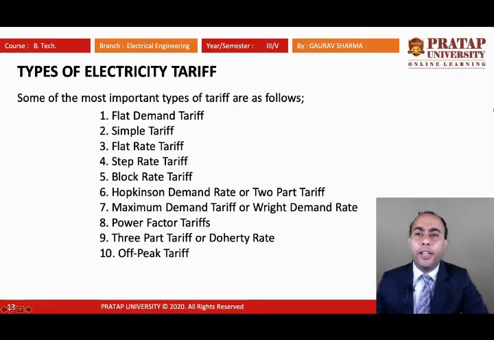Now we have various types of electricity tariff: flat demand tariff, simple tariff, flat rate tariff, step rate tariff, block rate tariff, Hopkinson demand rate or two-part tariff, maximum demand tariff, wide demand rate tariff, power factor tariff, three-part tariff or Doherty rate, and the off-peak tariff. These tariffs are applied to different types of consumers. So if the consumer changes, the type of tariff will change accordingly.